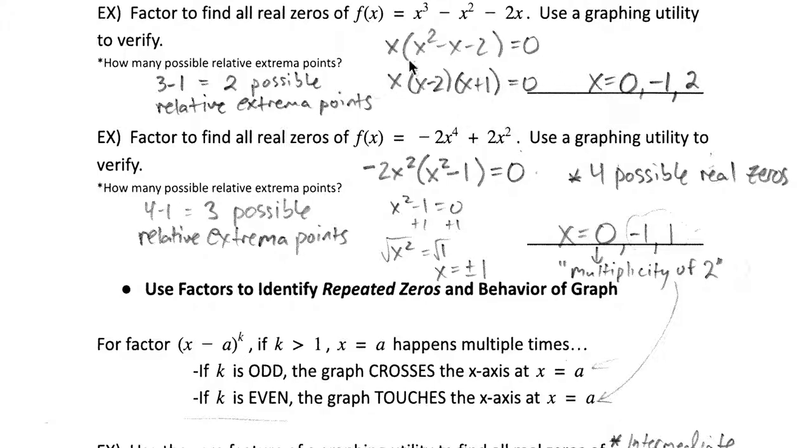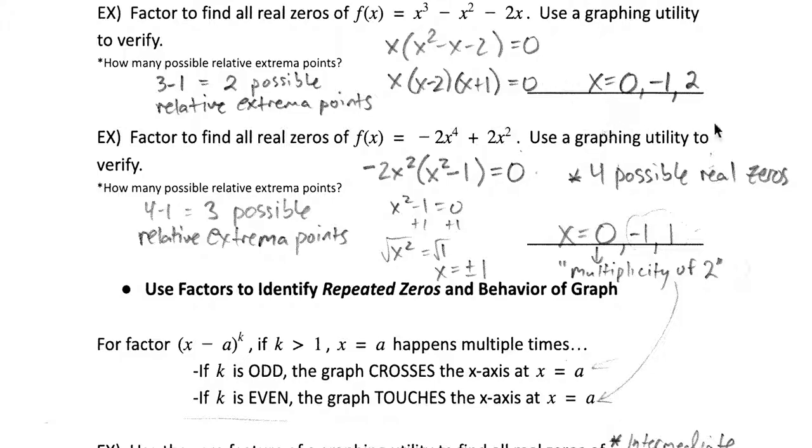So if our multiplicity is 1, graphically what's going to happen is that at each of those x-intercept values, the graph is going to cross the x-axis at those spots. So at x equals -1, you should see the graph crossing. At x equals 0, the graph is going to cross back again. And then one more time at x equals 2, the graph is going to cross the x-axis one more time.